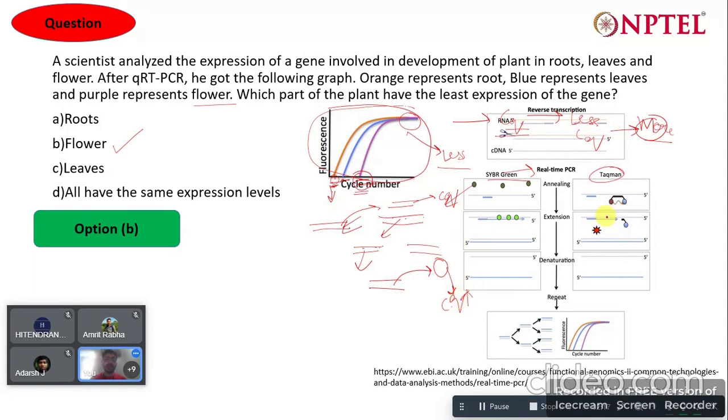Okay, and the other thing is the TaqMan probe. What we have in this case is a probe. This probe binds specifically in a gene, and it has two parts: one is the quencher and one is the fluorescently labeled tag. The quencher basically quenches the fluorescence. So if they are near to each other, the fluorescent tag cannot excite itself.